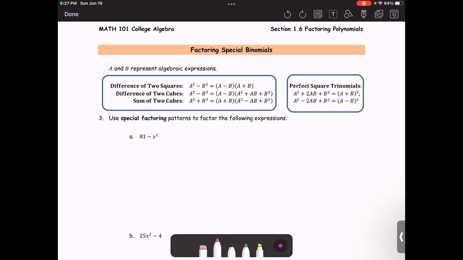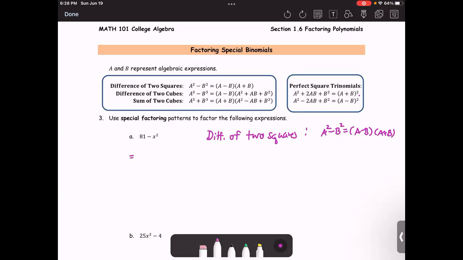In part A, we have 81 minus x squared. As you notice, there are two terms, and both of them are in square form. So we are going to use the difference of two squares pattern. I'm going to put a note here. I'm going to refer to the difference of two squares as A squared minus B squared equals the quantity A minus B times A plus B.